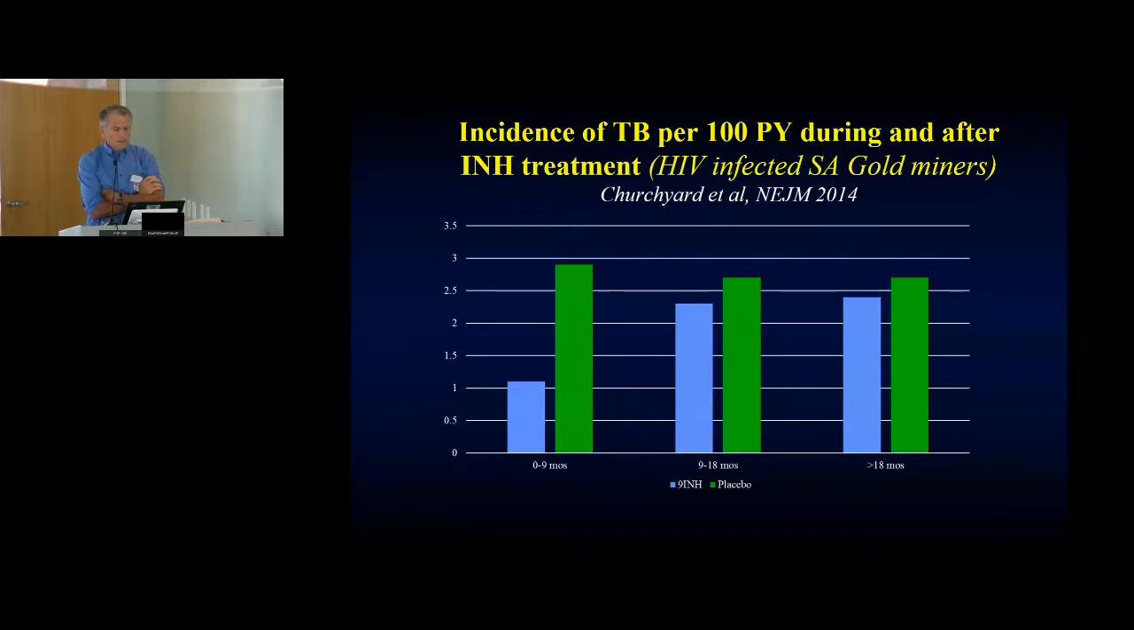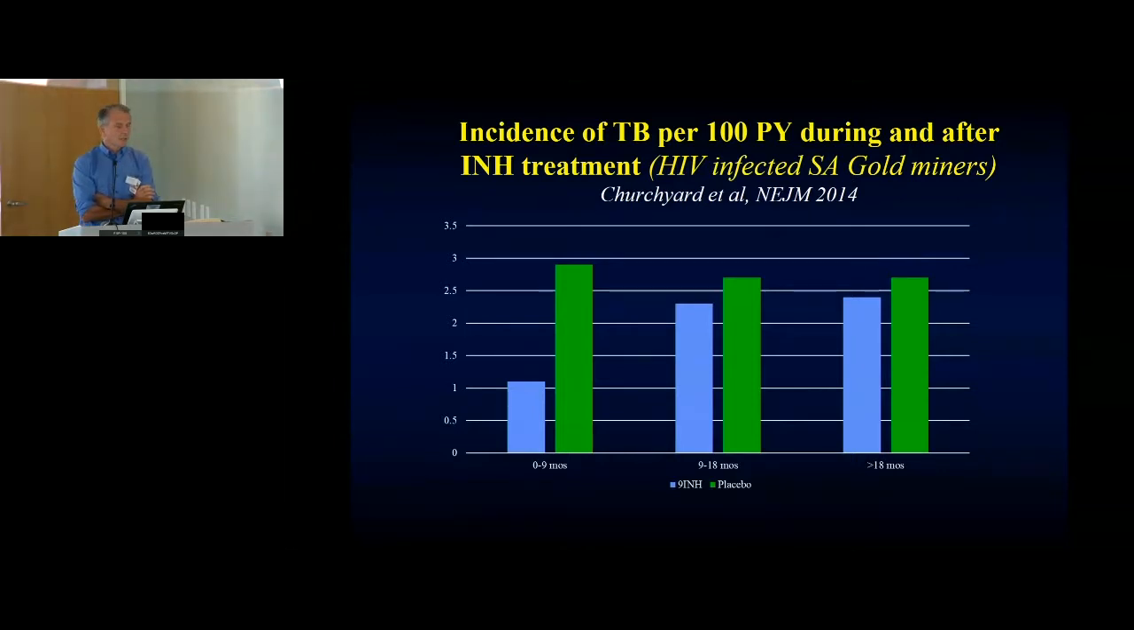Gavin Churchyard, this was a large-scale trial among HIV-infected South African gold miners. So they have silicosis to some degree, maybe subclinical, but at least silica exposure, and HIV. So they're very exposed. They're working in the underground mines, and they're living in these crowded conditions above the mines. So it's the most propitious circumstances for TB and the worst for the human hosts, you might say, imaginable.